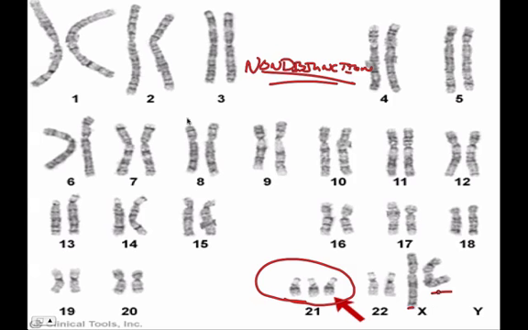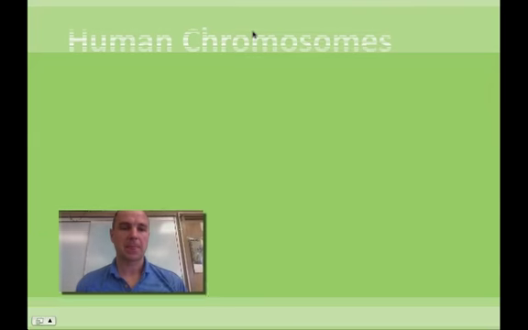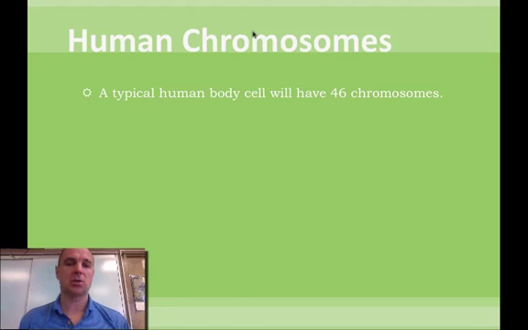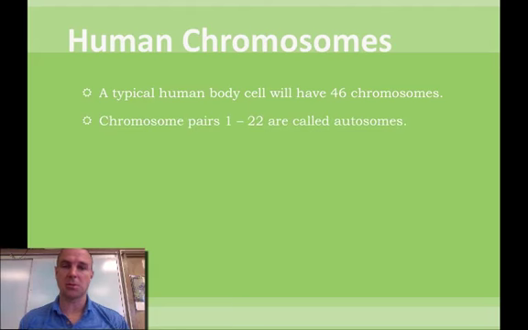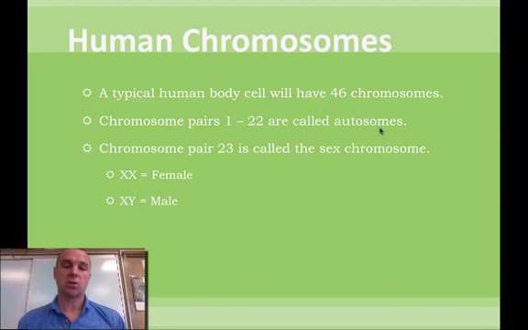Down syndrome is sometimes called trisomy 21, tri meaning 3, so they have 3 number 21 chromosomes. Alright, now when we look at human chromosomes, just kind of a refresher, a typical human cell has 46 chromosomes, I hope you know that. Now the first 22 pairs of chromosomes are called autosomes, make sure you know that for the test. Okay, the first 22 pairs are called autosomes. The 23rd pair is the sex chromosome. Now if you have an XX, you're a female, XY, you're a male.